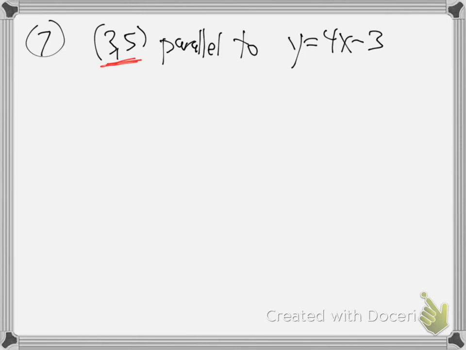Yeah, there's no slope anywhere, is there? There's no slope, so we've got to get our own slope. How are we going to get our own slope? Any ideas? Our line is parallel to y equals 4x minus 3. What does that mean, parallel? Parallel means same slope, doesn't it?